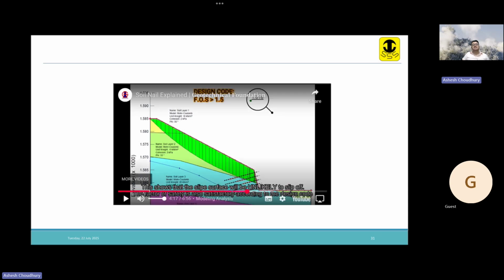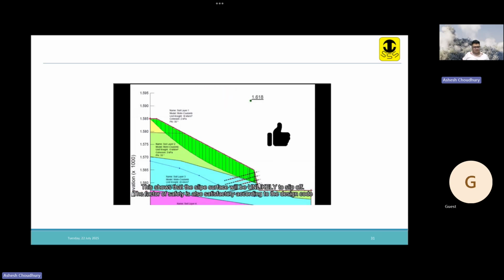So this is a limit equilibrium software. Okay, so they are doing limit equilibrium analysis. The Swedish circle method and the Morgenstern-Price method, all those methods of analysis, they are doing that. Limit equilibrium analysis they are doing here with the help of this GeoStudio. The GeoStudio is basically limit equilibrium software. Unlikely to slip off, the factor of safety is also satisfactory according to the design code.